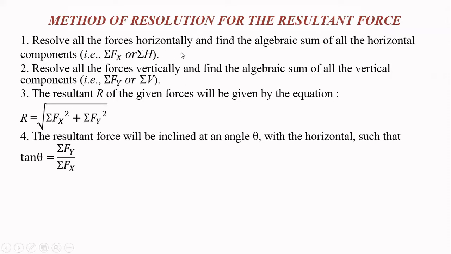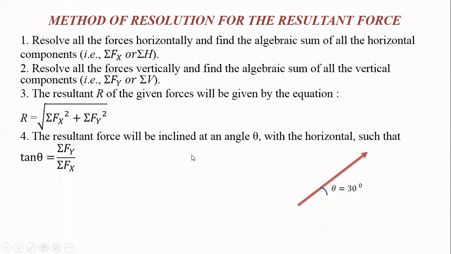Resolve all the forces horizontally and find the algebraic sum of all horizontal components, that is summation Fx or summation H. Resolve all the forces vertically and find the algebraic sum of all vertical components, that is summation Fy or summation V. The resultant R of the given forces will be given by the equation R is equal to square root of summation Fx square plus summation Fy square. The resultant force will be inclined at an angle theta with the horizontal such that tan theta is equal to summation Fy upon summation Fx.